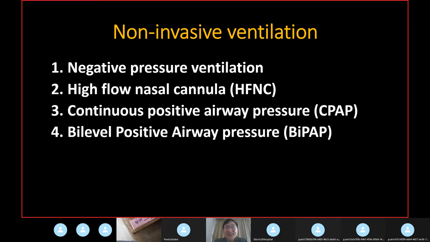Okay, so now we come to non-invasive ventilation. When you talk about non-invasive ventilation, there are four main components. We start out with negative pressure ventilation; high flow nasal cannula, which you might say is just a high flow, but actually it involves a certain degree of ventilation; continuous positive airway pressure, which is commonly CPAP; or bilevel positive airway pressure, which is two levels of CPAP. Let's go to a bit of history.